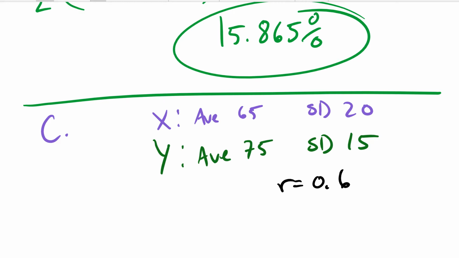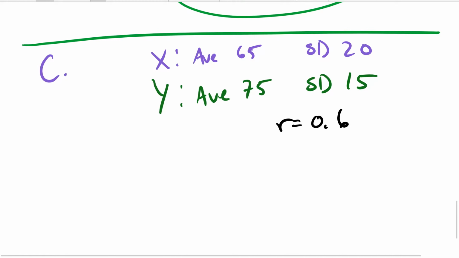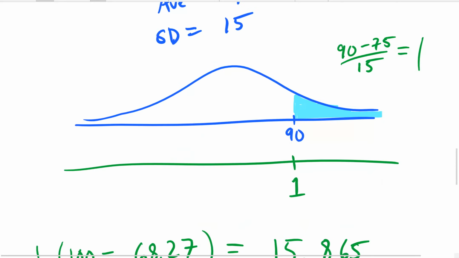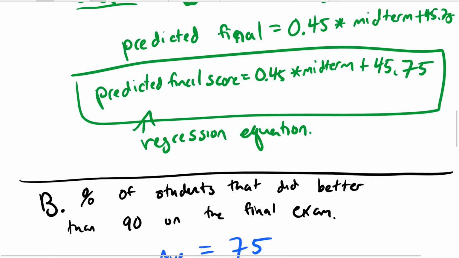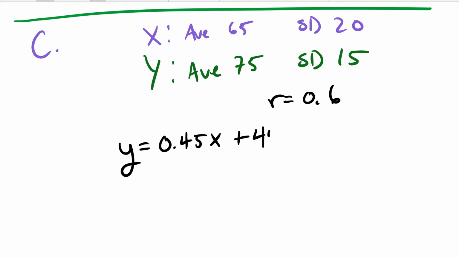Now we can use the regression equation here. So let's recall that the regression equation was Y equals 0.45 times X plus, and we need the intercept, so let's go back, 45.75. So that's the regression equation calculated in part A.